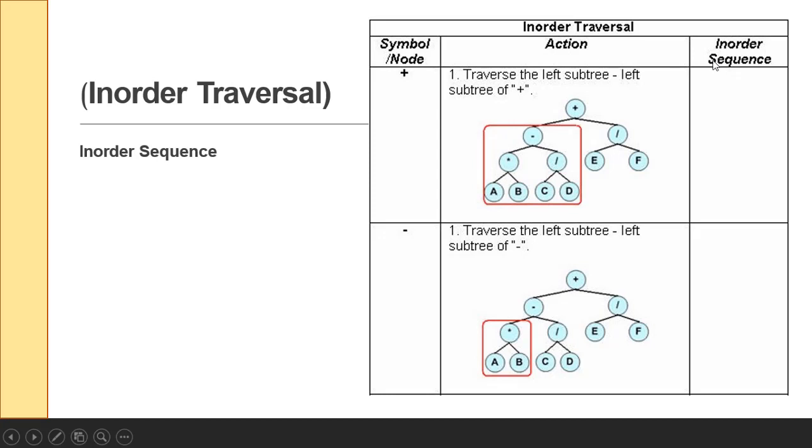First, in the in-order sequence, traverse the left subtree. So you have to find the left subtree of the plus root, which is this one. But in the in-order, you have to traverse again: you visit the subtree if there are still subtrees on the left. As we have here, we still have a left subtree. So we have here the symbol that we are traversing, then we have to traverse again.